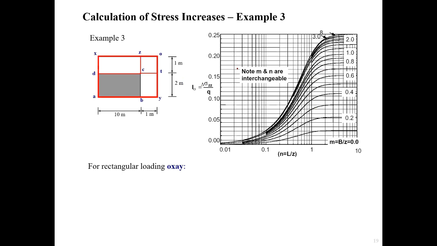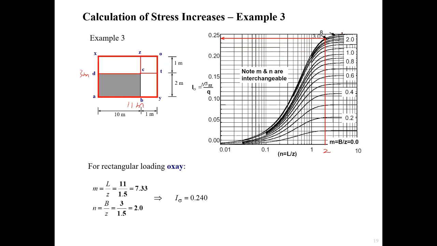Again, for this rectangular loading OXAY, this big rectangle, we have the M. M is the length of this rectangle, so that's 11 meters, 10 plus 1. And the width will be 2 plus 1, so that's 3 meters. So 11 meters, 3 meters. And Z, again, is a constant, that's 1.5 meters. So we are able to easily work out M, that's 7.33, and N, that's 2.